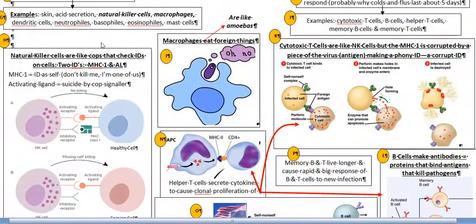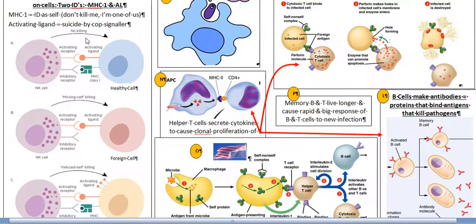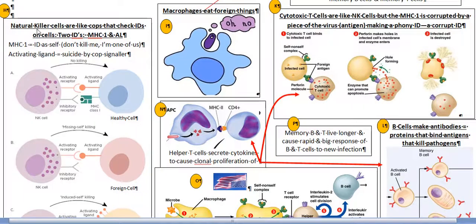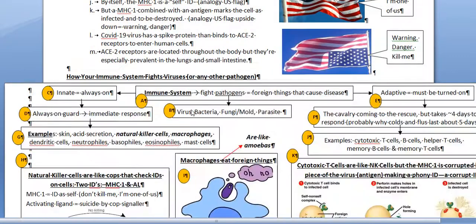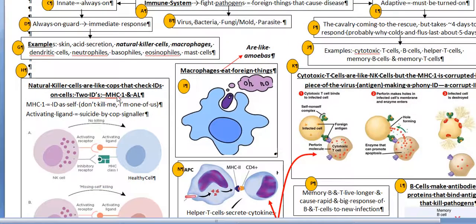So the natural killer cells are these here. You can think of these as being like cops that go around checking IDs on other cells. The two main ideas are the major histocompatibility complex type 1. Remember I told you that's like an ID: hey, don't kill me. And the other is called an activating ligand. So the major histocompatibility complex type 1 is an ID as self: don't kill me, I'm one of us. And the activating ligand is like a suicide by cop signal.